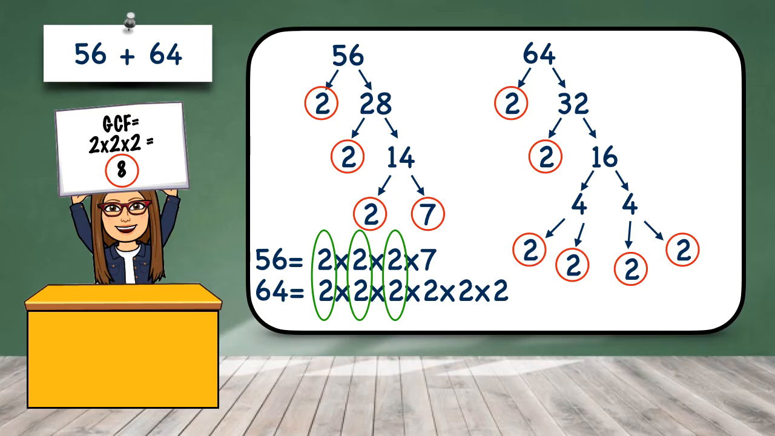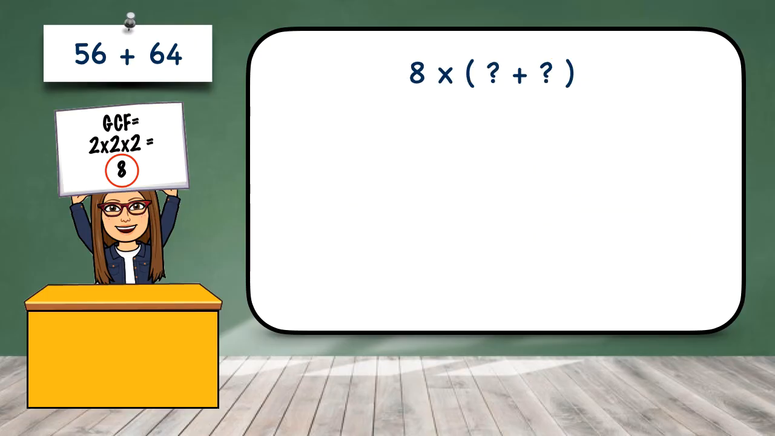Remember, it's not 2 times 3. It's 2 times 2 is 4, and 4 times 2 is 8. So the greatest common factor between 56 and 64 is 8. So I'm going to take that 8 and pull it out of the problem and put it outside parentheses.